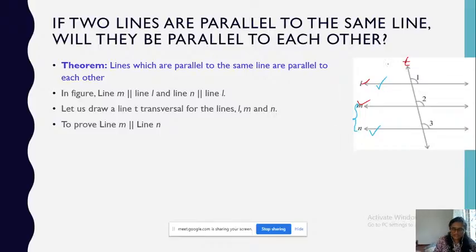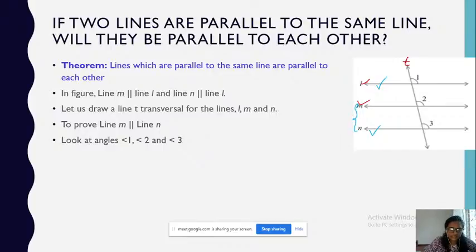So, here, let us consider these three angles, angle 1, angle 2 and angle 3. What can you say about these three angles? Corresponding angles. Okay, they are corresponding angles. So, since line L and line M, the first two lines, are parallel, what can we say about angle 1 and angle 2? Corresponding angles are equal. So, can we say that angle 1 is equal to angle 2? Yes, ma'am. So we got angle 1 is equal to angle 2. Now, what about angle 1 and angle 3?